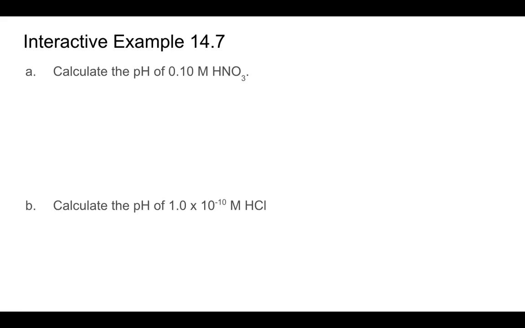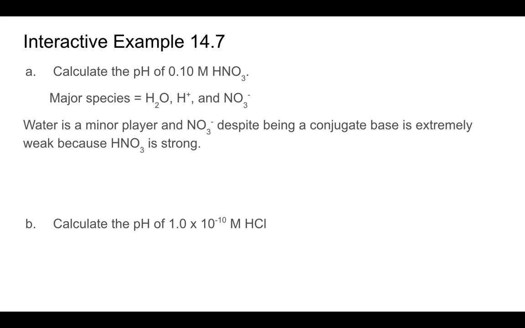Okay, a couple examples of finding the pH of some strong acid solutions. First, a 0.10 molar HNO3, and then a very dilute 1.0 × 10⁻10 molar HCl. Starting with the HNO3, our major species are going to be water, H+, and NO3-, because the HNO3 will be split into ions because HNO3 is one of our strong acids. Water is going to be a minor player here.